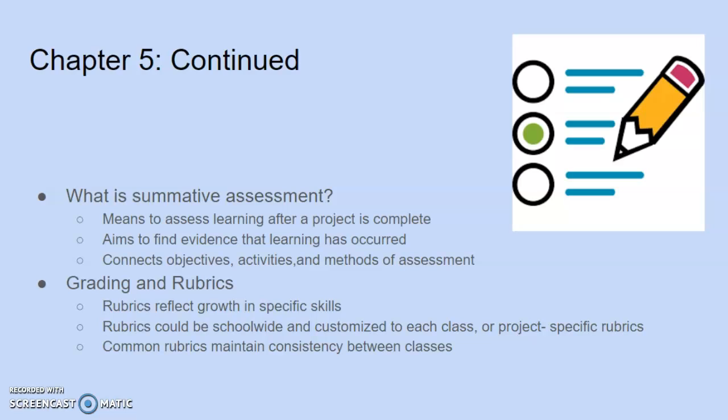It connects objectives, activities, and methods of assessment. Grading and rubrics. With summative assessment, the rubrics should reflect growth in specific skills. Rubrics could be school-wide and customized to each class or project-specific rubrics. Common rubrics maintain consistency between classes.